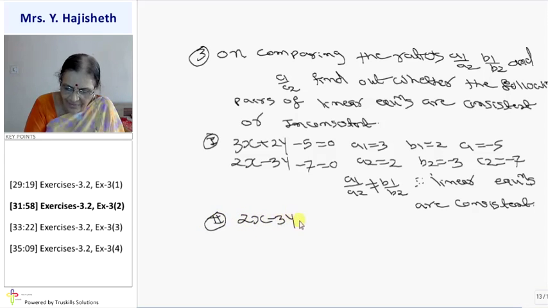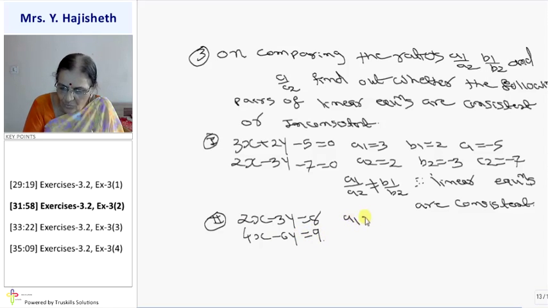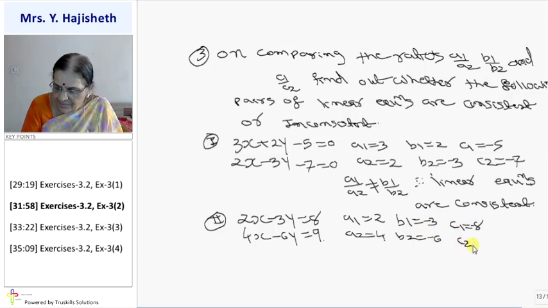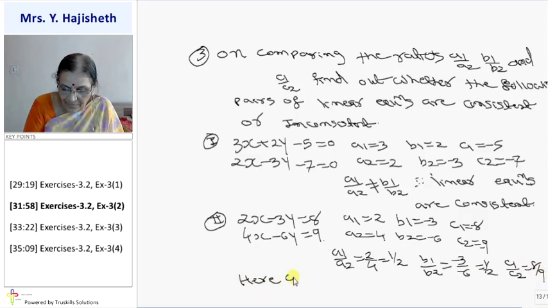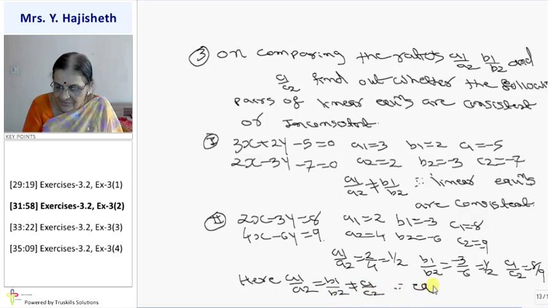Second sum is given like this. 2x minus 3y is 8 and 4x minus 6y is 9. A1 is 2, A2 is 4, B1 is minus 3, B2 is minus 6, C1 is minus 8 and C2 is minus 9. So here my A1 by A2 is 2 by 4, so 1 half. B1 by B2 is minus 3 by minus 6, that is also 1 half. And C1 by C2 is 8 by 9. So here A1 by A2 is B1 by B2 but is not C1 by C2. Therefore, the equations are inconsistent.